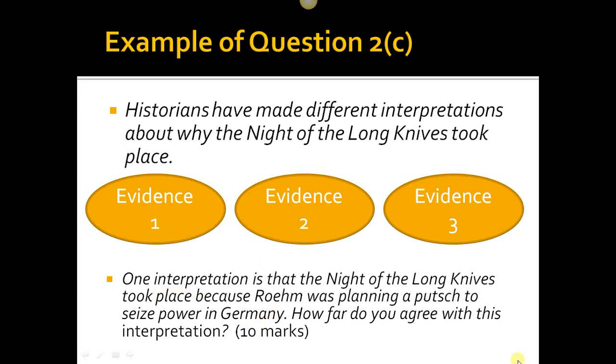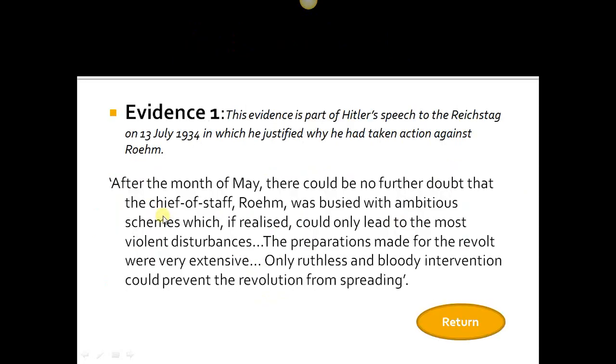One interpretation is that the Night of the Long Knives took place because Röhm was planning a putsch, a takeover to seize power in Germany. How far do you agree with this interpretation? Right. There we go. They've given you one interpretation, that the Night of the Long Knives took place because Röhm was planning a takeover to seize power in Germany. Well, okay, let's have a look at evidence 1. We click on this. Evidence 1.